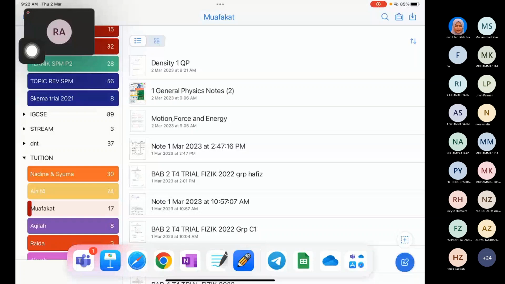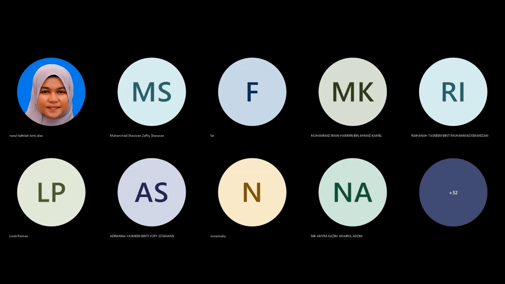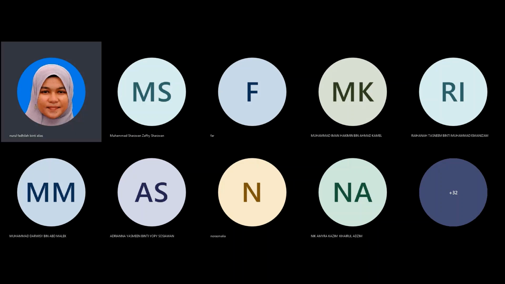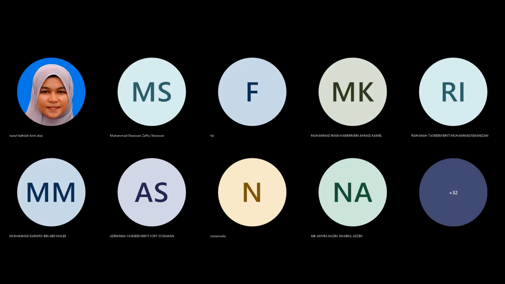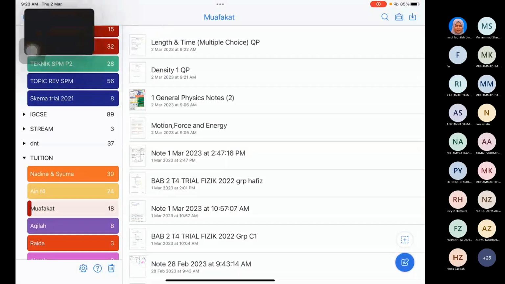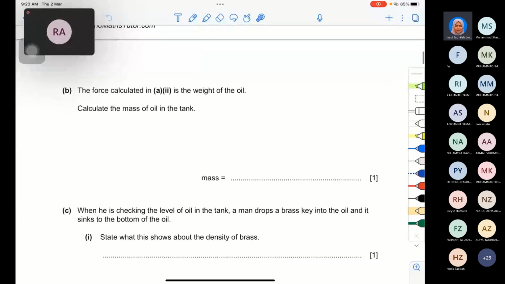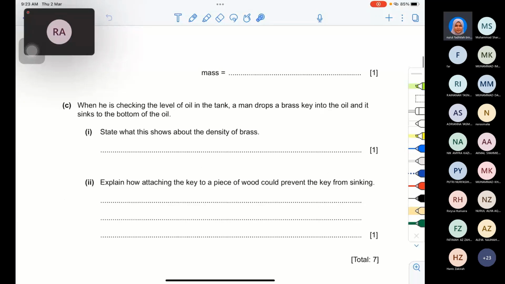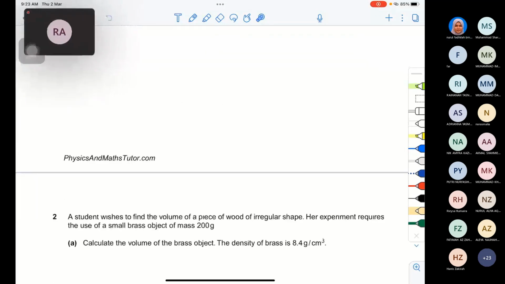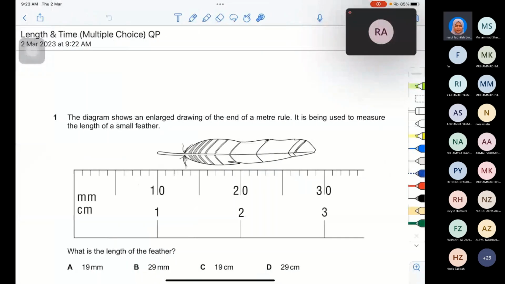Hold on. Look at this, the force calculator. Okay, now length and time. This is an example question.